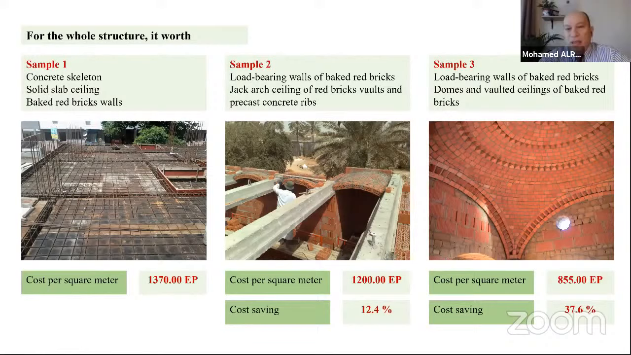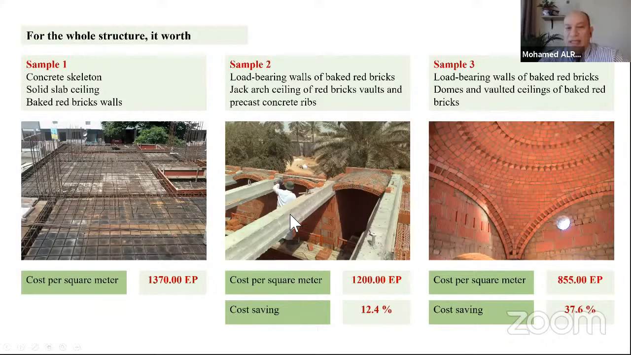And here, for sure, we didn't use stabilized or compressed earth block yet, but we are comparing the systems of construction. For the first alternative, we got this result: the square meter costs 1,370. And for the second one, it costs 1,200 Egyptian pounds. And the third one costs us 855 only. This shows you that when we moved from the concrete skeleton to bearing walls, the cost saving starts to reveal.